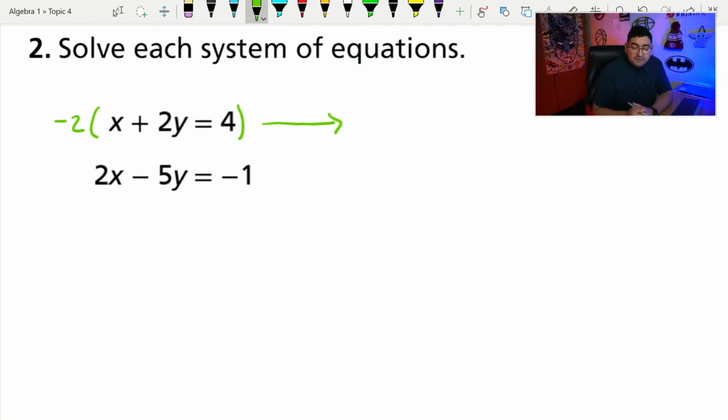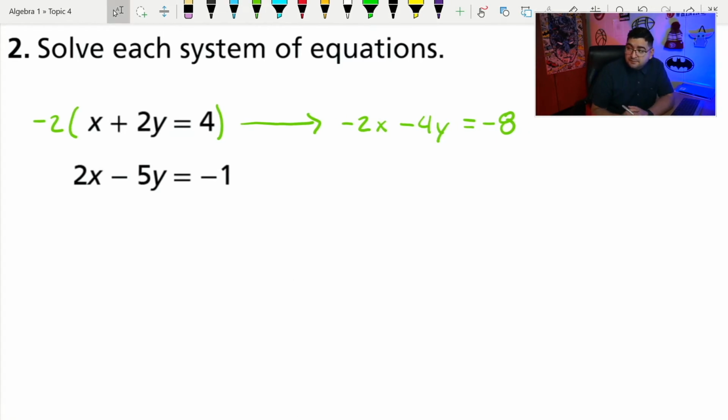And the new equation I would get, because I have to multiply the whole equation by negative 2: negative 2 times x would be negative 2x. Negative 2 times a positive 2y would be a negative 4y. And negative 2 times a 4 would equal a negative 8. And we got to make sure that we multiply the entire equation.